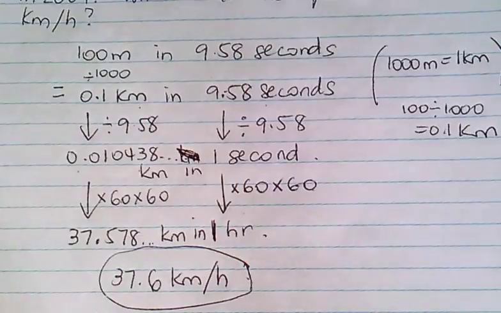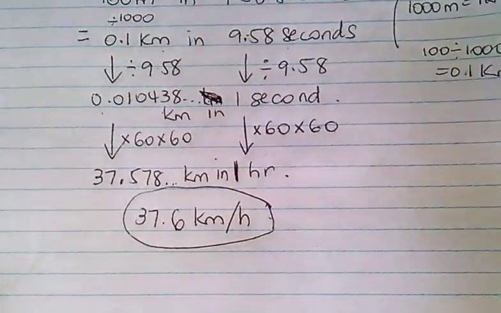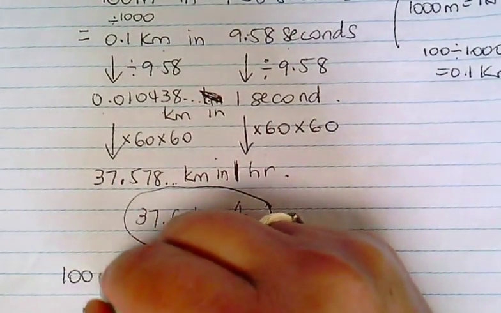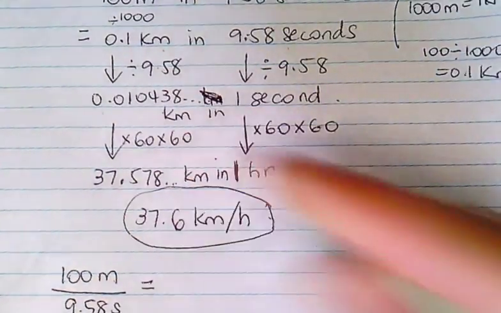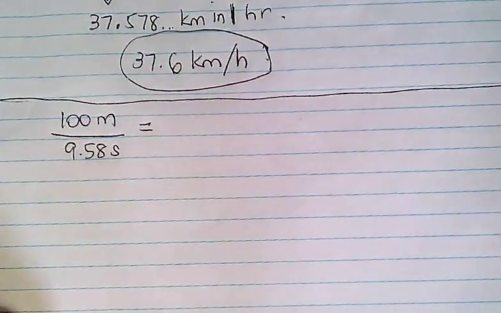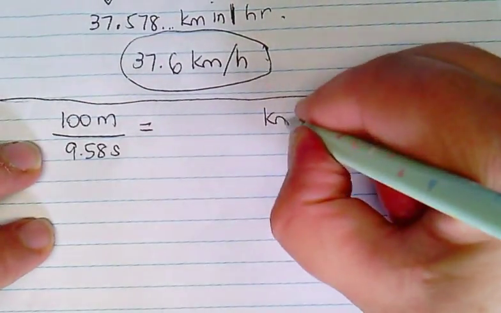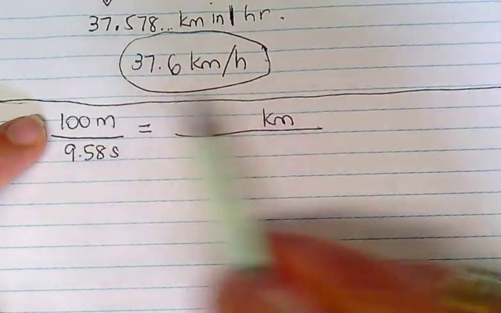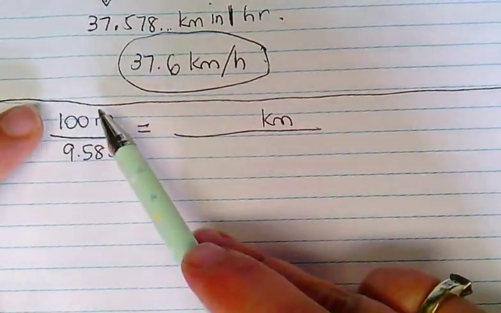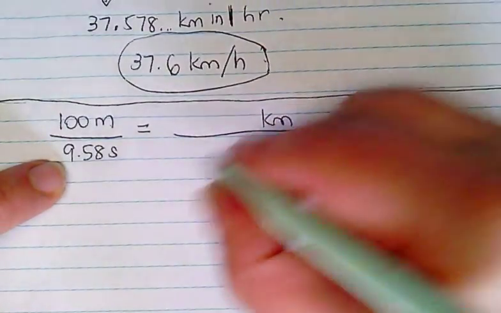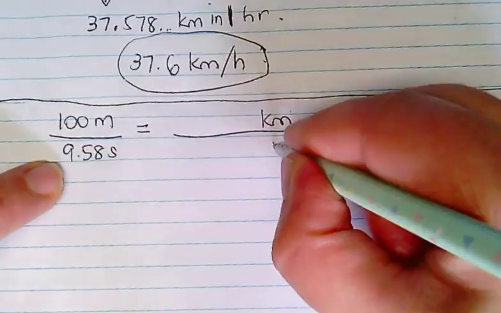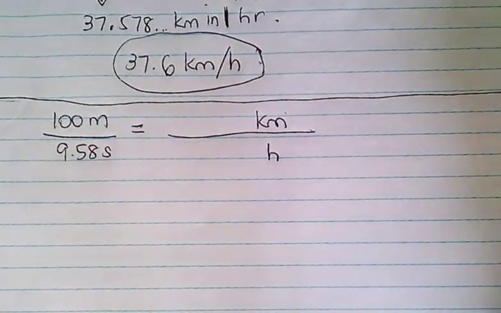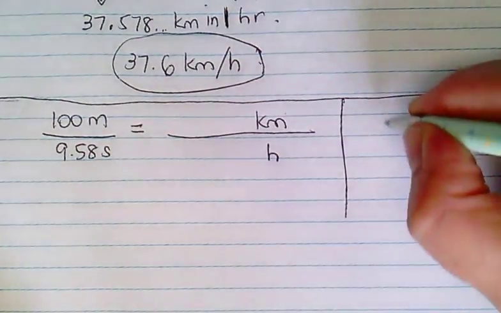Now, there is another way of doing this question. So I'll start with what I've got. Again, I've got 100 metres in 9.58 seconds. So there is another way of doing this. So I'm just going to put that this is another method. What we do, we just convert each of these into the units that we want. So we have 100 metres in 9.58 seconds, but we want to know the speed in kilometres per hour. So what we do, we do two separate conversions over here.